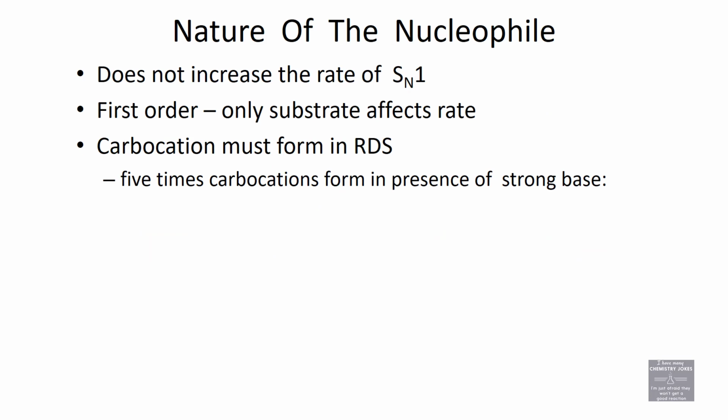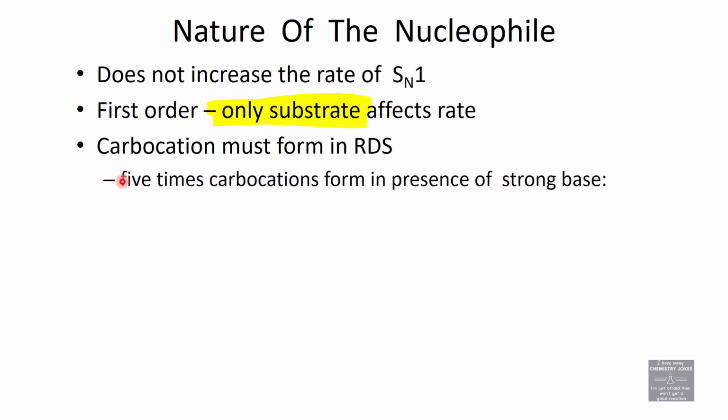How about the nucleophile? The nucleophile is not involved in the rate law. The nucleophile is not involved in the rate determining step. So if you increase the concentration of the nucleophile, it does not have any effect on the rate whatsoever. Only the substrate affects the rate. So if you dump a bunch of water into that first reaction we talked about, the reaction does not speed up whatsoever. If it were going via an Sn2 mechanism, it would go faster when you dump a bunch of water. This one's not. Carbocation must form in the rate determining step.